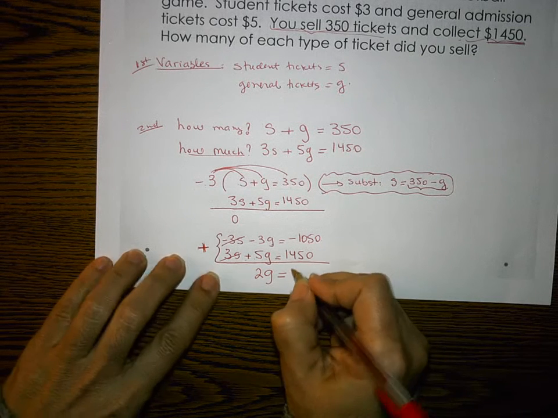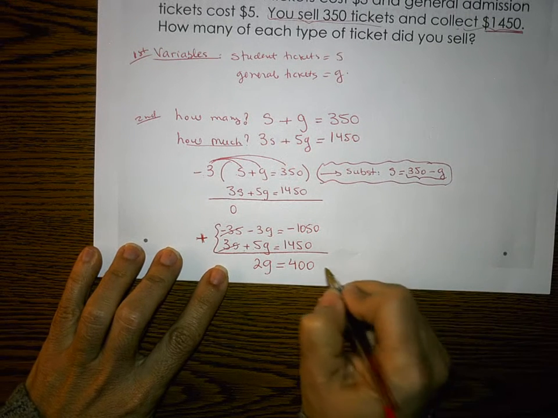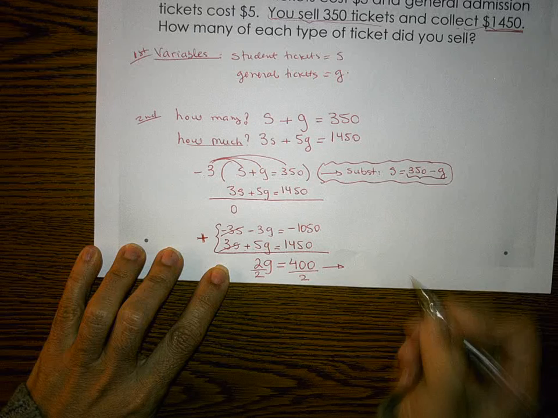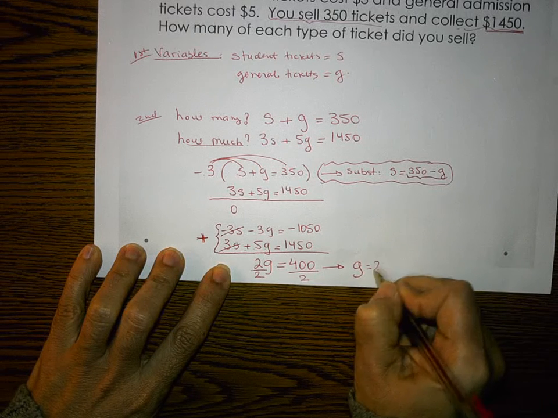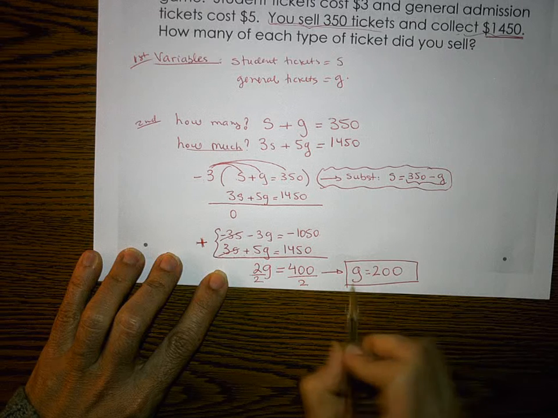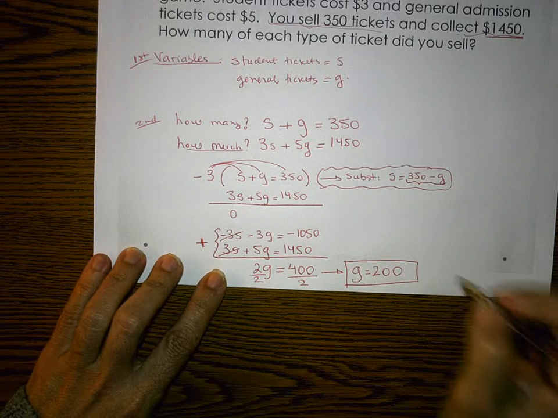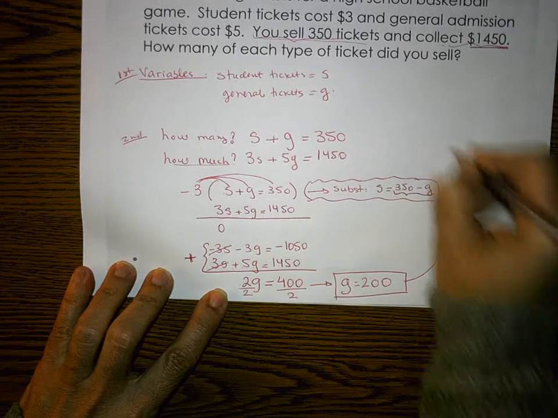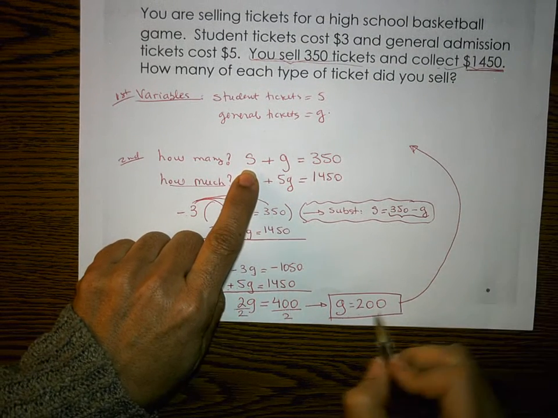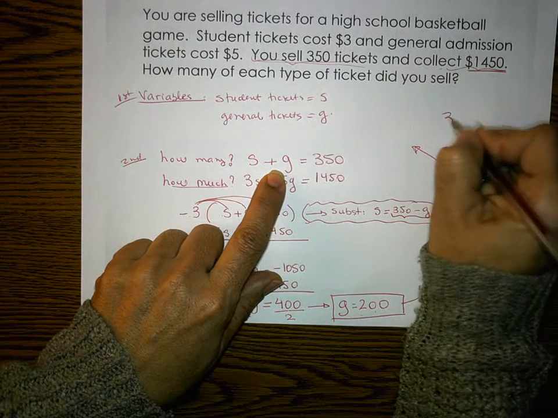That's just 400. Okay? If you divide by 2 on both sides, I don't have room here, but if I divide by 2 on both sides, we get that g equals 200. So look at that. General admission, I know it's general because I'm using the letter G. I sold 200 tickets. So let's go back to the beginning, right here for equation number 1. I sold 200 general tickets. I know the total was 350.